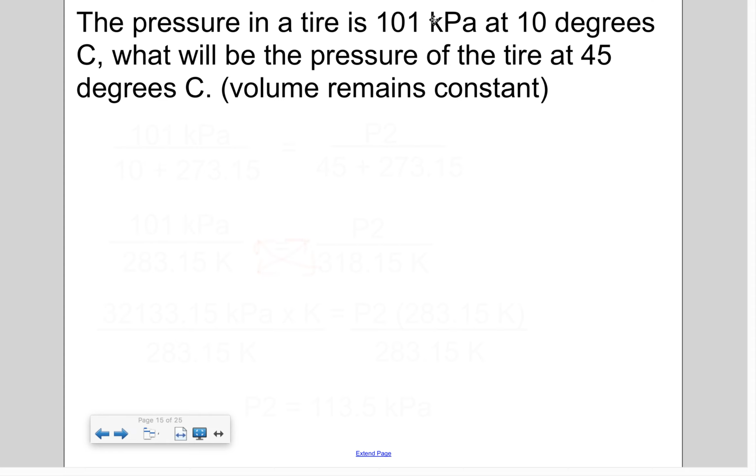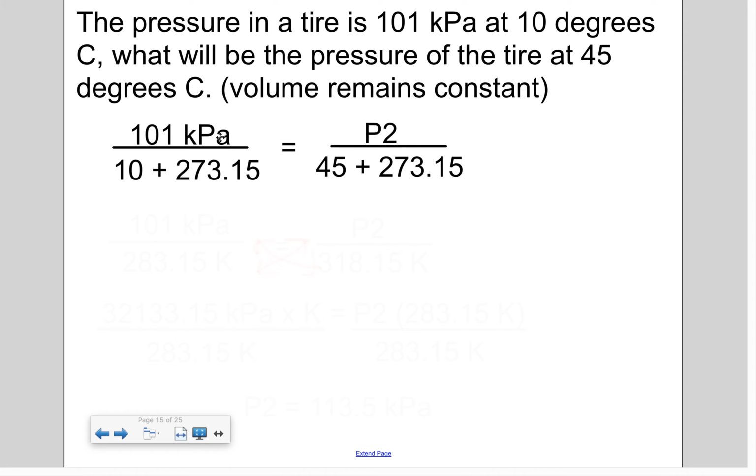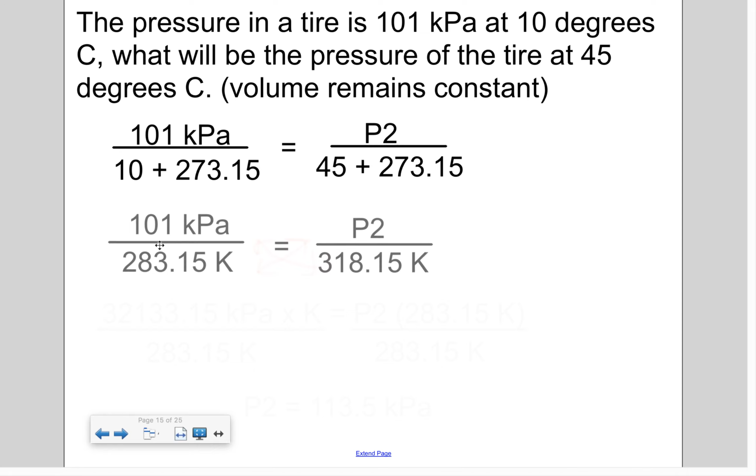So the pressure in a tire is 101 kilopascals at 10 degrees Celsius. What's the pressure of the tire at 45 degrees Celsius, provided volume remains constant? So set this up. This was degrees Celsius. I'm going to convert it to Kelvin. So it looks like this. I'm converting both temperatures to Kelvin. That's all I did in this step.